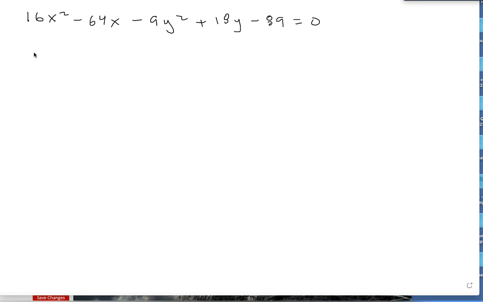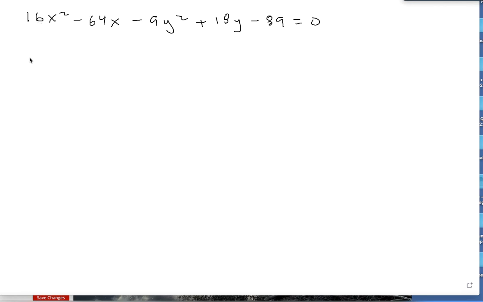Okay, so for this one, we're asked to graph, so we're going to get this in standard form so we can see where the center is and what our A and B is. Unfortunately, we had to complete the square twice. There is no GCF, so I'm going to put these x terms together, the y terms together. I'll bring that 89 over, and I'll do a little factoring here while I get this set up.